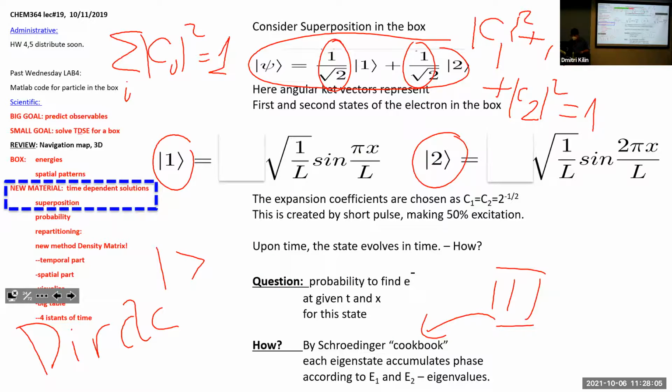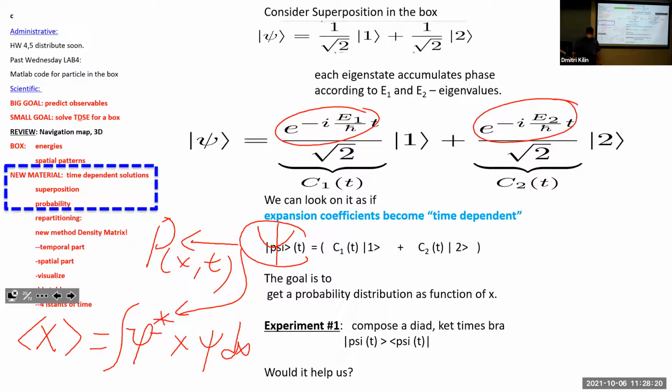So here are our bra-ket vectors 1 and 2. And we are going to practice Schrodinger cookbook's third way to predict future. I don't know if you recognize it, but here is already application of the Schrodinger cookbook to this specific problem. So we do have a summation of eigenstates, and we limit our summation only to two terms. We do have expansion coefficients, which is 1/√2, 1/√2 for both of them. And we have propagation or phase accumulation, which is proportional to energy of those states, right?